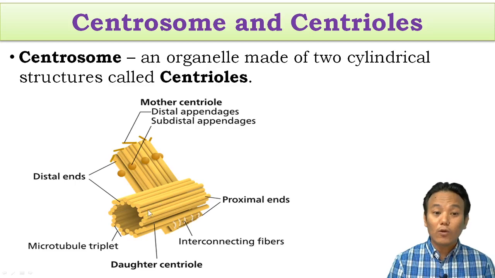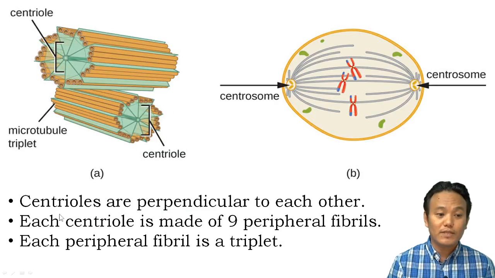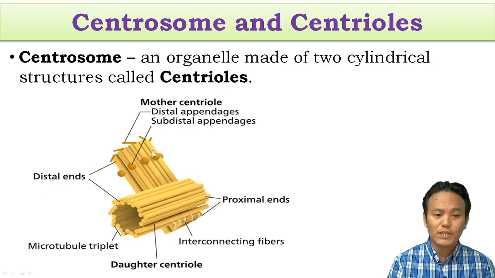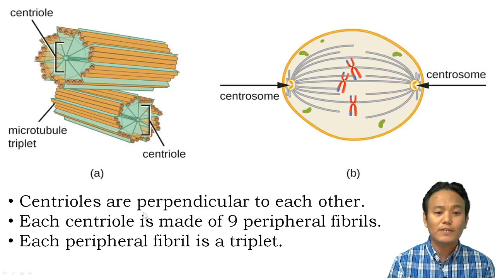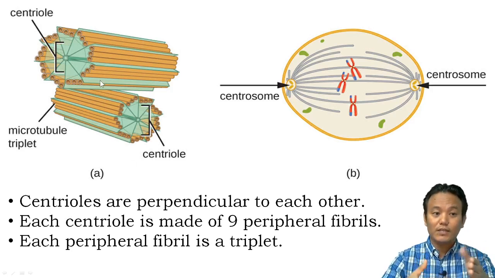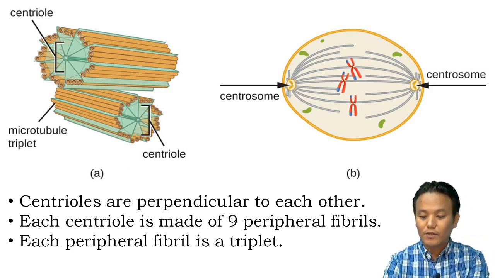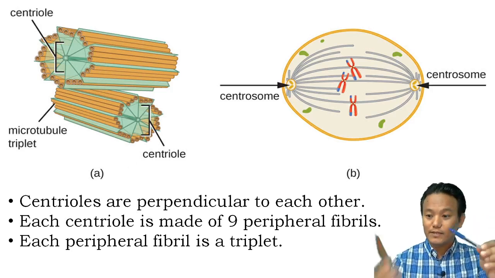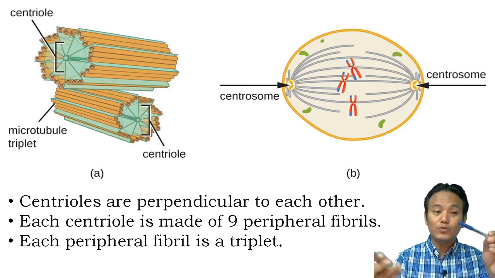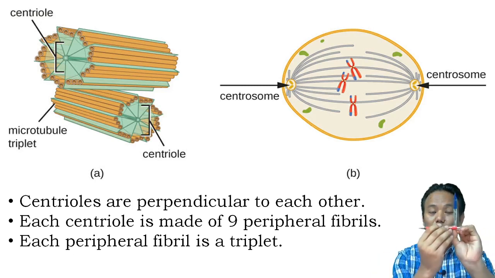Now these are also made up of proteins, right? Centrioles, they are made up of proteins. If this is one centriole and this is another centriole, these two centrioles are arranged perpendicular to each other.